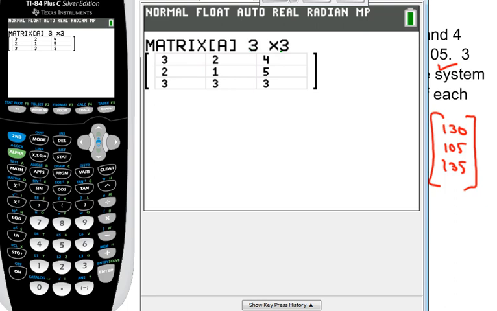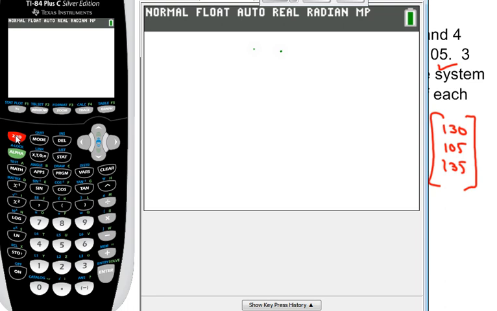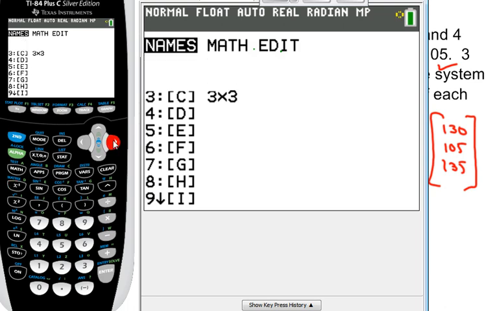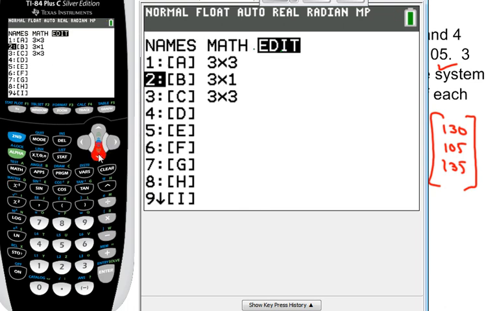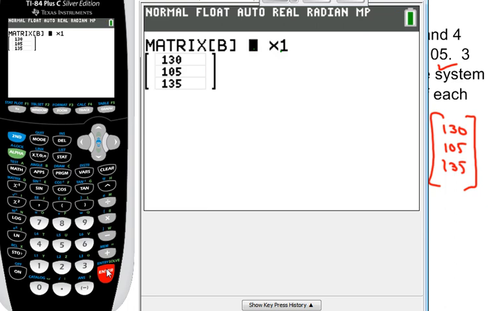So your A matrix is a 3 by 3. Your numbers are 3, 2, 4, 2, 1, 5, 3, 3, 3. Once you have those numbers entered, quit. We'll pull up our matrix again, arrow over to edit, arrow down once to choice B, enter, and now we'll put in the B matrix numbers. It's a 3 by 1 matrix. Your numbers are 130, 105, and 135.